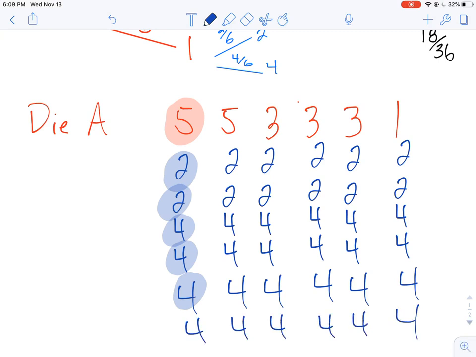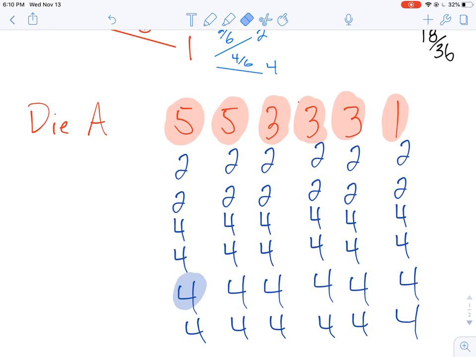And you'll notice I kept going with this. Same thing here. I could roll a 5 with die A, and this would be all the possibilities I could get with die B. I could roll a 3 with die A. I have three possible 3s I could roll. And these are all the possibilities I could get with die B. I could roll a 1 with die A, and those are all the possibilities I could get.